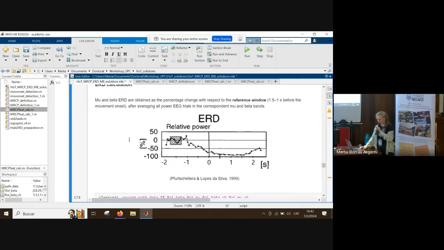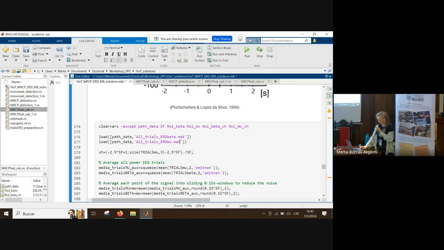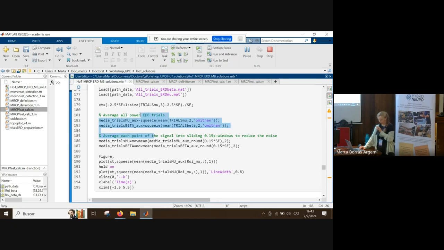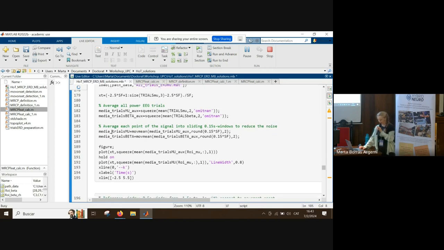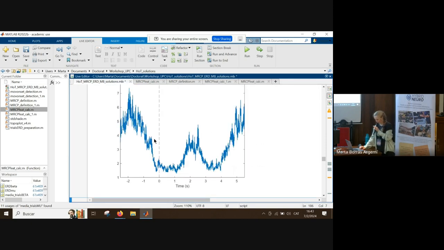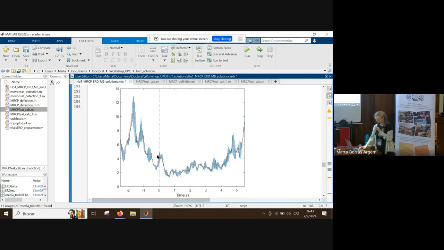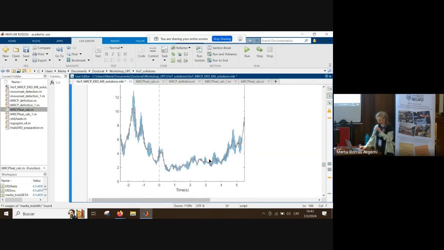How do we do that? We take a reference window from 1.5 to 1 second before the movement onset. And with these reference signals, if you run this section, what we do is, after averaging all the trials, we filter the signal first in order to obtain a less noisy signal than we have here. So filtering the signal, what we obtain is the orange one.